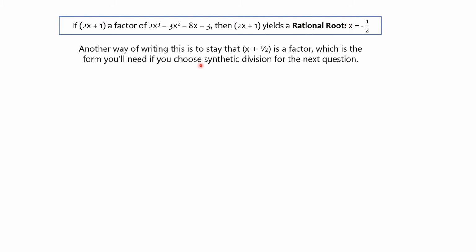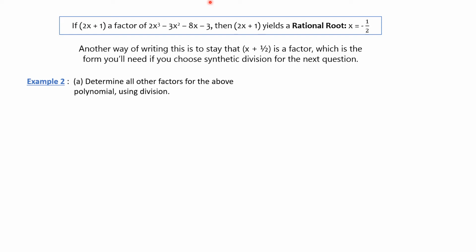Another way of writing this is to say that x plus 1/2 is a factor, which is the form we're going to need if we use synthetic division. So normally we would not do what we did in the previous example, which is to go through all of the factors and sub them all in. Once you have one factor, then you can use division, and we've already practiced this. So we're kind of going back a few lessons here. You've got one factor, and then you divide to find the rest of them.